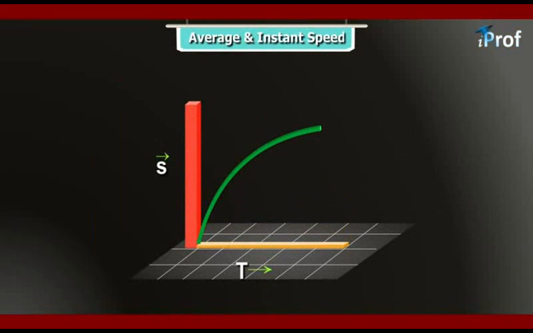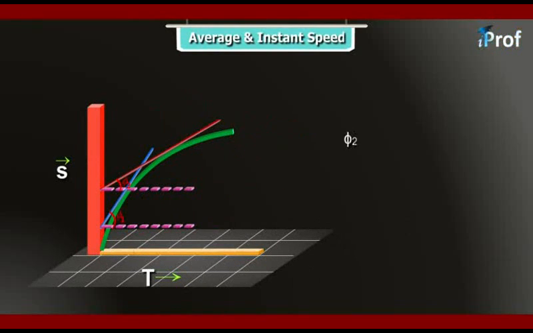If we look at this curve, we will find, if we draw the tangent at this point and this point, it looks like this. This angle is suppose phi 1 and this angle is suppose phi 2. What we are observing here is that since phi 2 is less than phi 1, tan phi 2 is less than tan phi 1, therefore V2 is less than V1. So this curve indicates a decreasing speed curve.